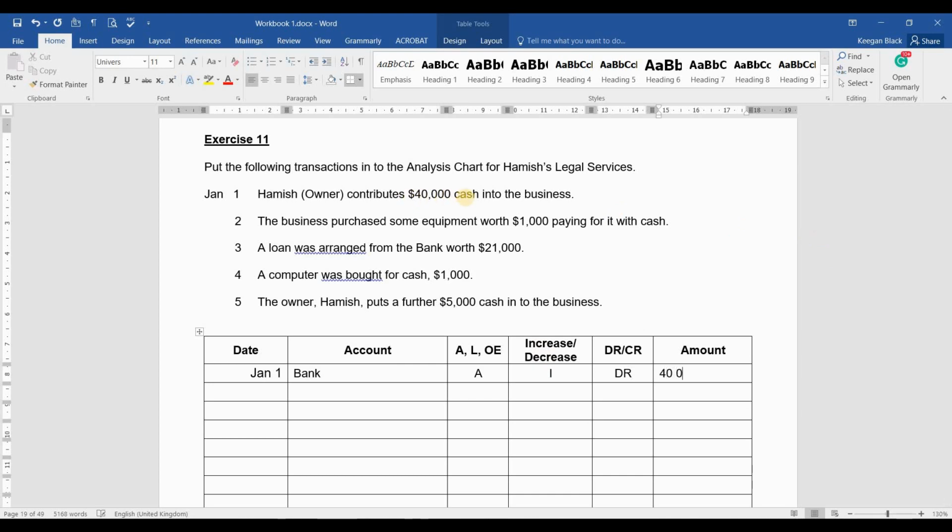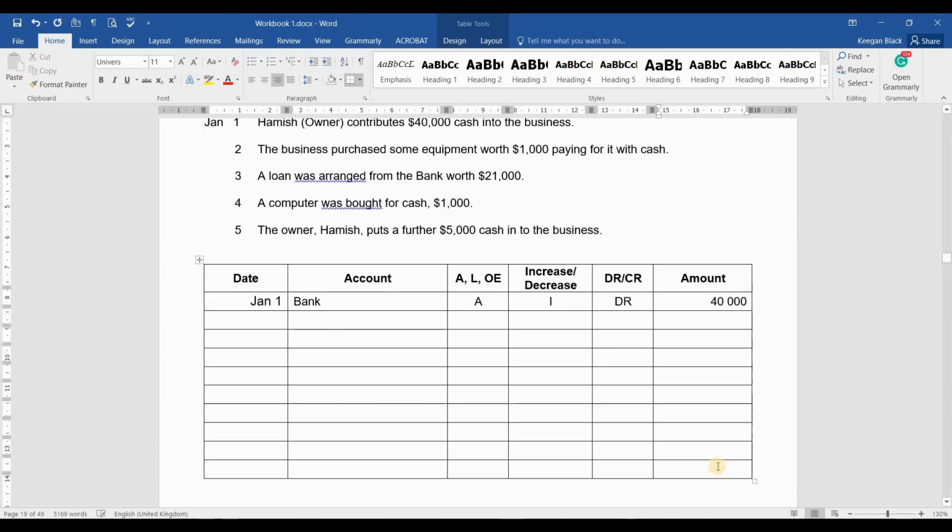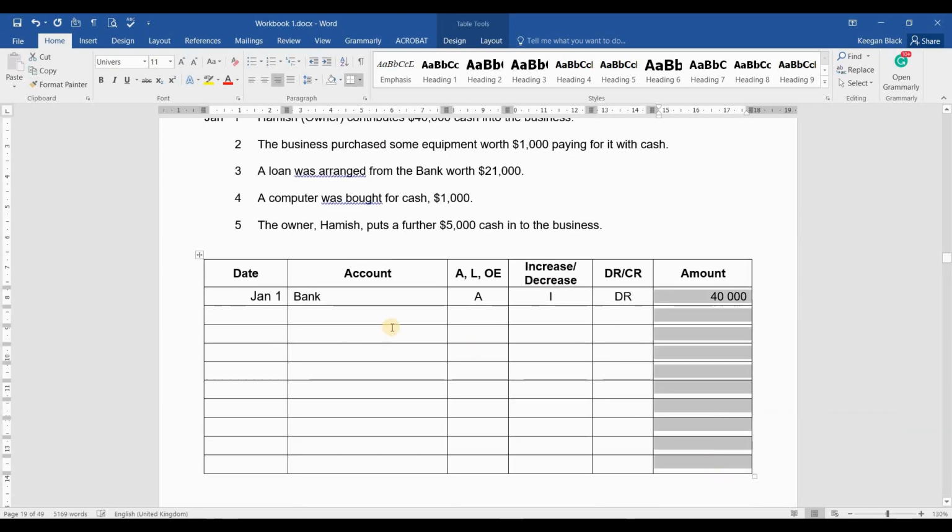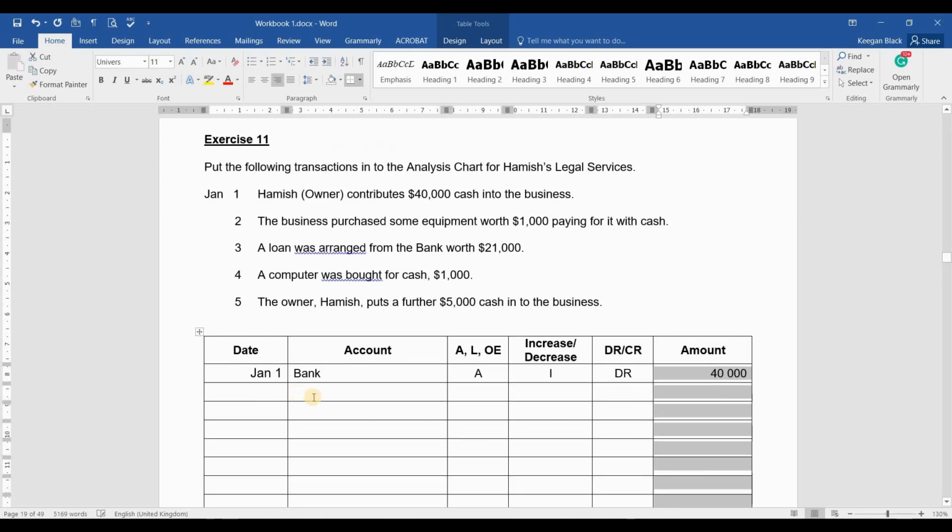$40,000 cash. Simple enough. Now, there are always two sides to every transaction. In this one, we know that bank goes up, but we also know that capital goes up because the owner is increasing their investment in the business. So the second side is capital. Capital comes under owner's equity. And if the owner is increasing their investment in the business, that's going to be an increase. So again, we know owner's equity is increasing.